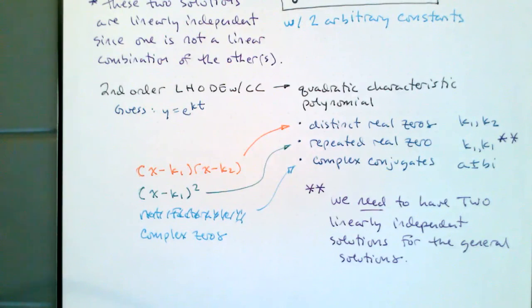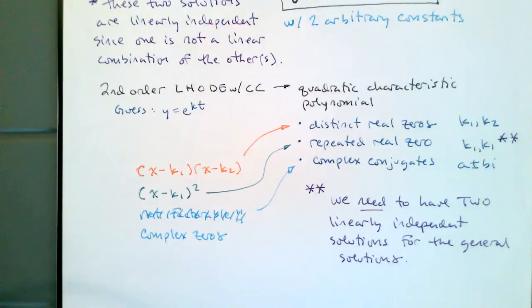But I can't say e to the 5t and e to the 5t because those are not linearly independent. I can't even just multiply one by 10 because they're not linearly independent. One is just a multiple of the other.